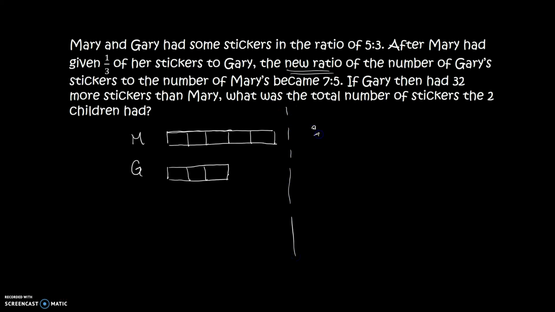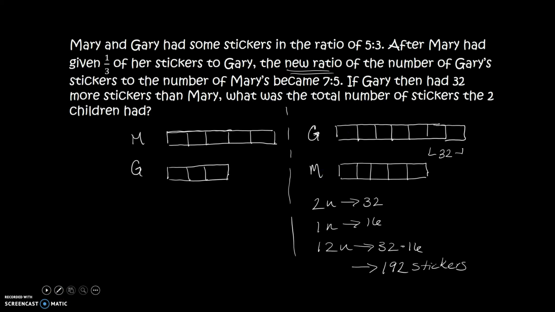So now we have Gary and we have Mary, and Gary has 7. Okay, so in our new situation, Gary has 7 units, Mary has 5, and it says if Gary then had 32 more stickers than Mary, so we've got 2 units labeled 32, what was the total number of stickers the 2 children had?